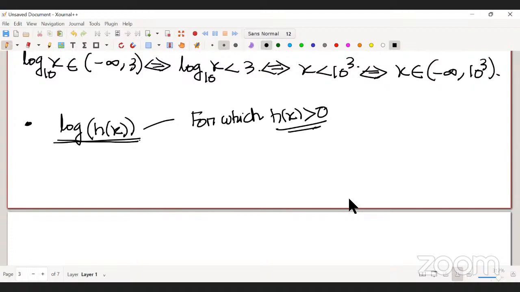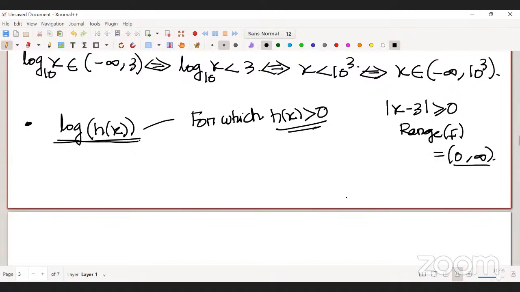Okay, let me tell you the answer. This is always positive. The modulus of x minus 3 is always positive. So the function whatever you have defined, the range of that function is nothing but 0 to infinity. Yes.